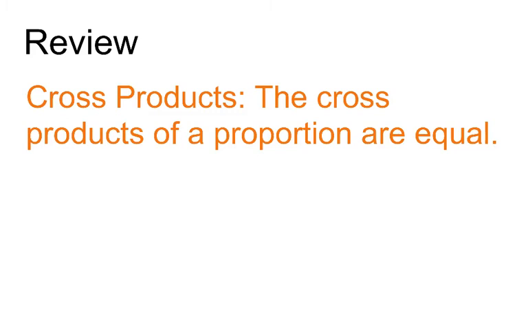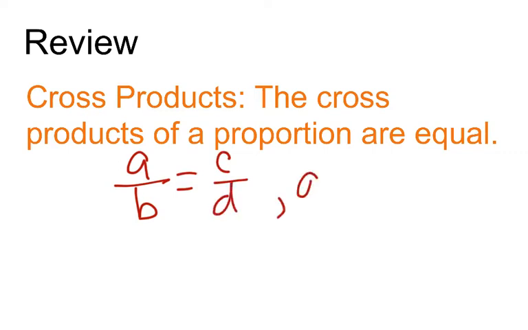So let's review. We know that cross products of a proportion are equal. For example, we of course write it as A over B is equivalent to C over D, where of course B and D are non-zero numbers. Then A times D equals B times C. That, of course, is the property of cross products.